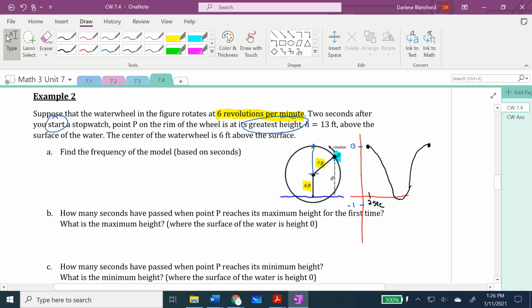Now, if it does 6 revolutions per minute, and I want to look at basing the frequency on number of seconds. What do I need to do to change 6 revolutions per minute into a certain number of revolutions per second?